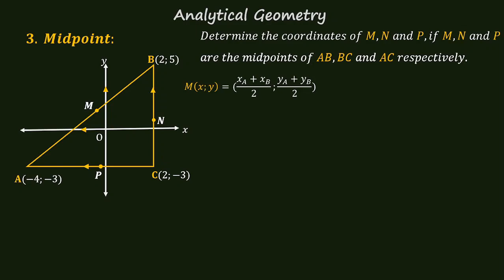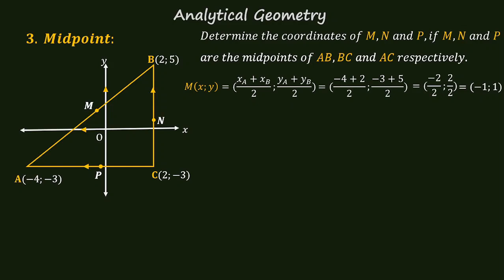So the midpoint of AB, or the coordinates of M, will be given by the x at A plus the x at B divided by 2, the y at A plus the y at B divided by 2. When you're calculating the midpoint, the order in which you write this doesn't really matter. I could have started with the x at B plus x at A, and then here start with y at A plus y at B. It wouldn't affect the answer that I get. Once you have that, the only thing you have to do is substitute the values, which gives us minus 1 and 1.